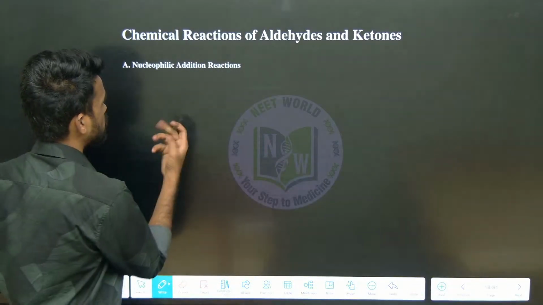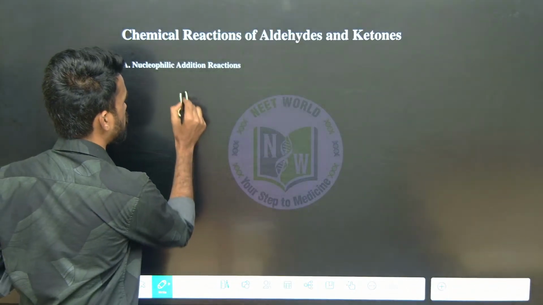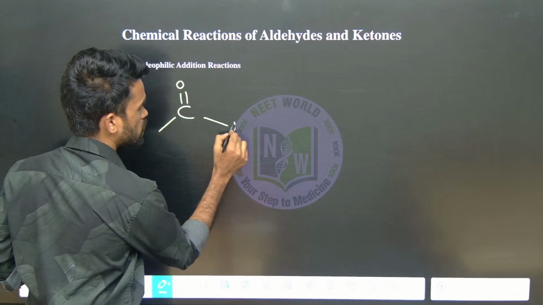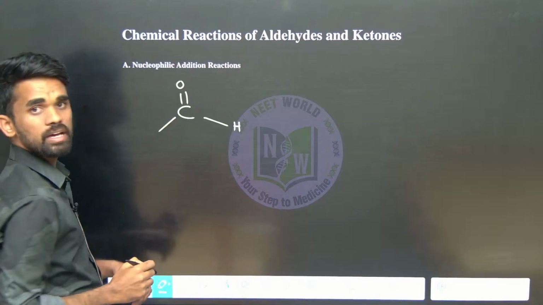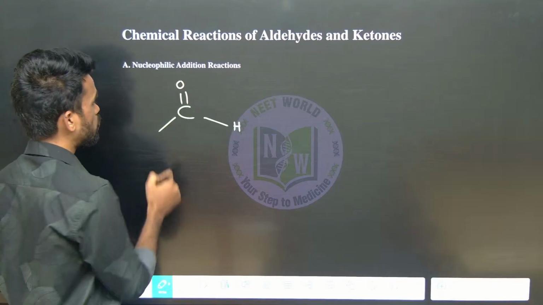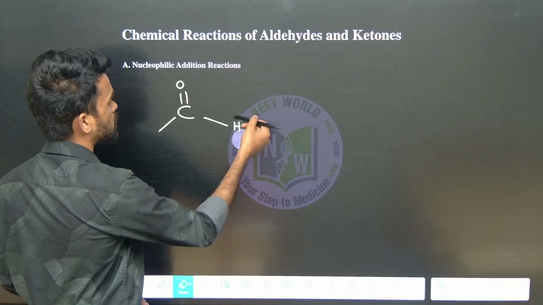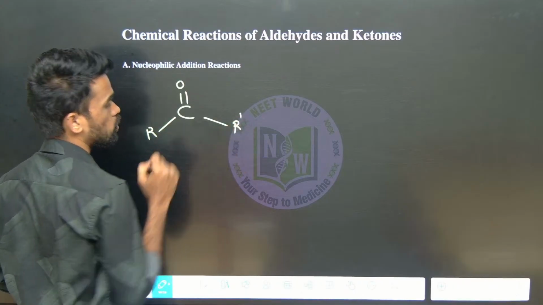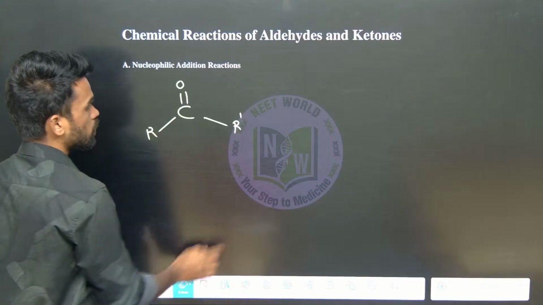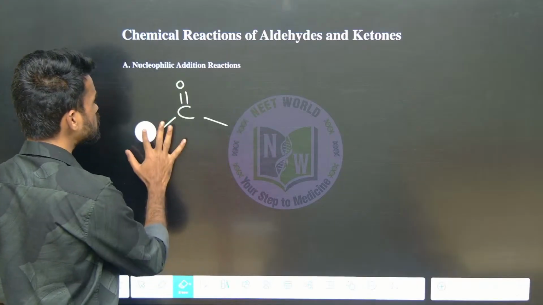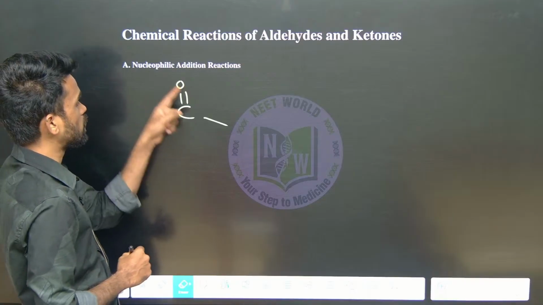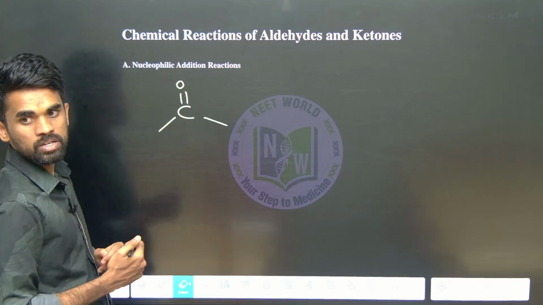How can you write this carbonyl group? C double bond O. On this carbon, if at least one hydrogen is present, then you can say aldehydic functional group. If both sides only alkyl groups are present, you can say ketone. The hybridization of the central carbon here is sp2, therefore it is a trigonal planar compound.